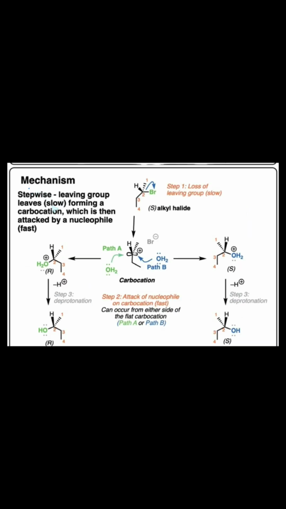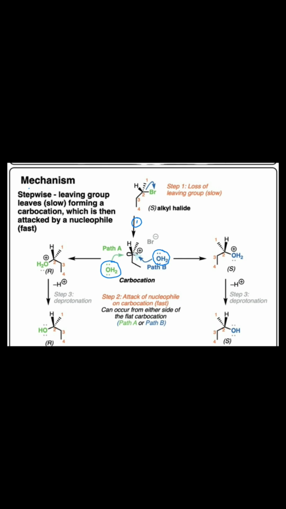In mechanism, it is a two-step mechanism. The first step is very slow and the second step is fast. This is the first step in which the leaving group bromide leaves, forming the planar carbocation. Now, the OH, that is the attacking nucleophile, has two chances to attack on the planar carbocation.